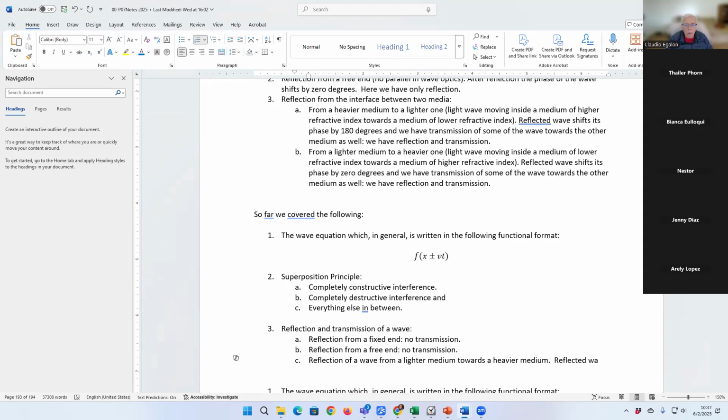Reflected wave is reflected wave has a phase shift of 180 degrees, and part of the wave is transmitted, right?